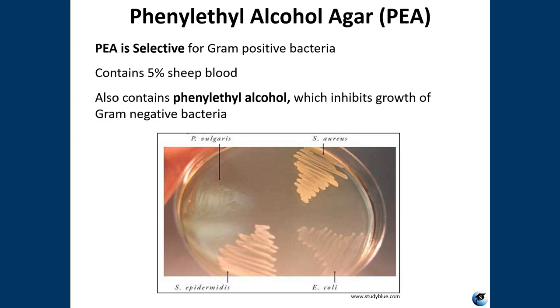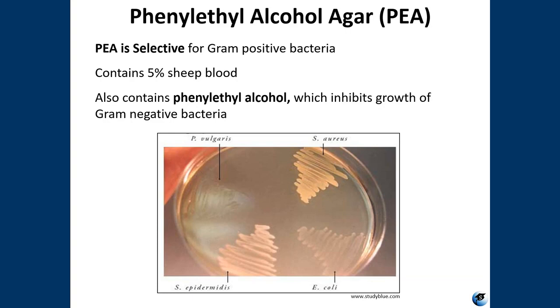PEA is a selective media that encourages the growth of gram-positive organisms and inhibits the growth of most gram-negative organisms. It is not a differential medium because it does not distinguish between different organisms. It merely encourages or discourages growth.